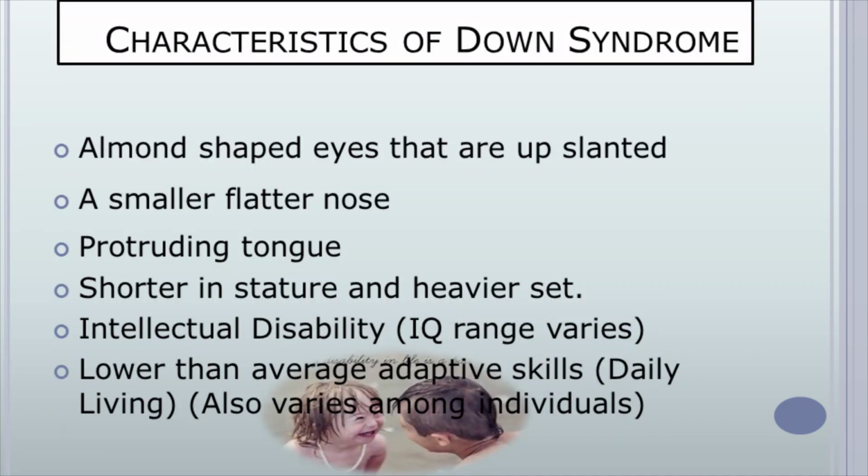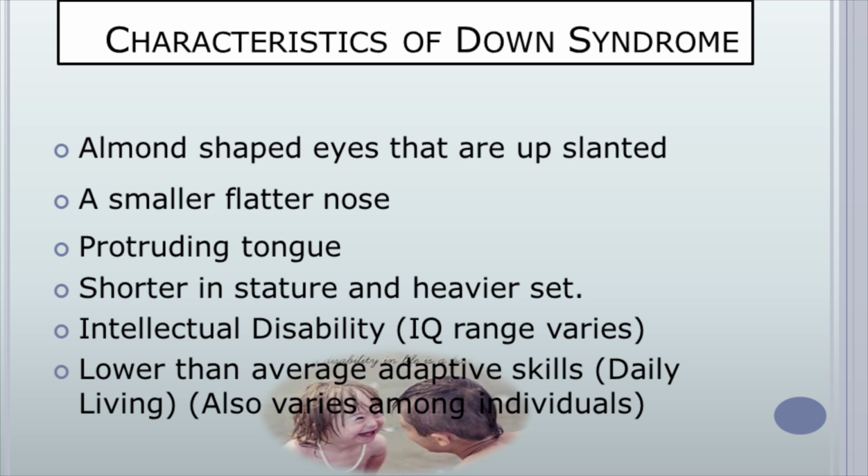Characteristics of Down syndrome: almond-shaped eyes that are up-slanted, a smaller, flatter nose, and a protruding tongue, which often affects their speech, so they might sometimes be difficult to understand. You may have to listen very carefully and take other cues as to what they're trying to tell you. They're shorter in stature and usually heavier set, and often have an intellectual disability, but the IQ range can vary.